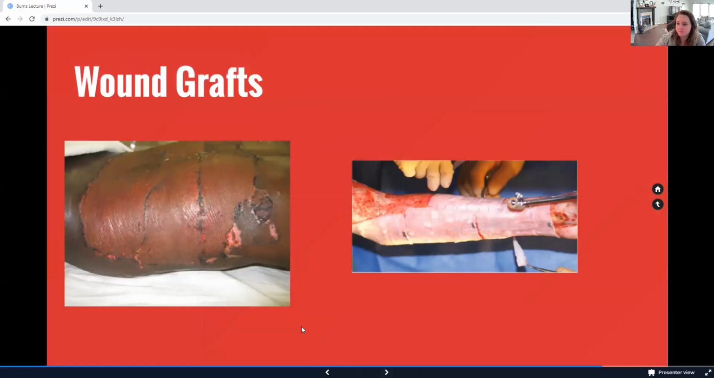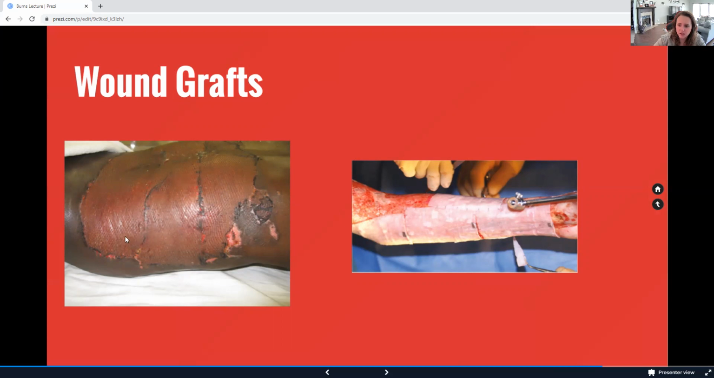Wound grafts. So we want to have it covered, right? Because we don't want bacteria and all kinds of things just lurking in the dark getting into our wound. So these full thickness burns are usually covered with an autograft. So an autograft is from the patient's own skin. So it has a less likely chance of being rejected by their immune system because it's their own skin, right? It's not seeing it as a foreign entity.